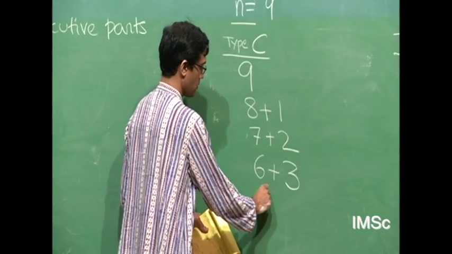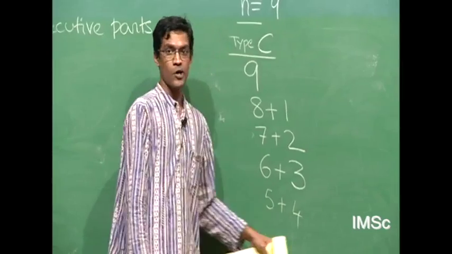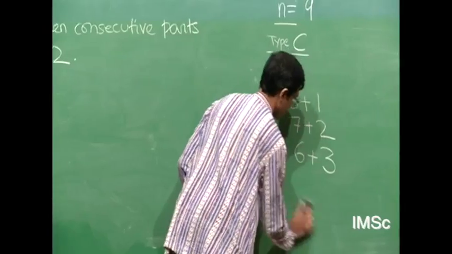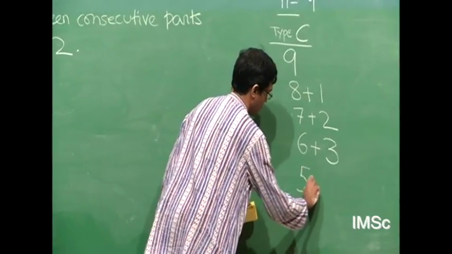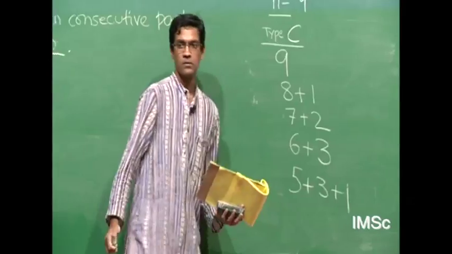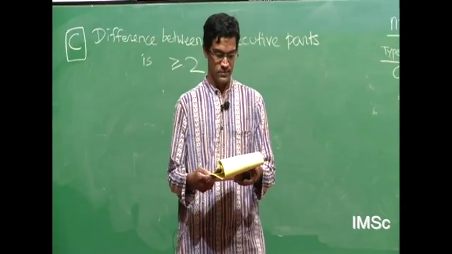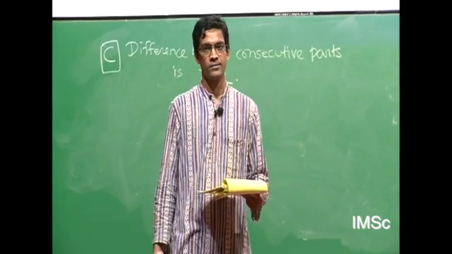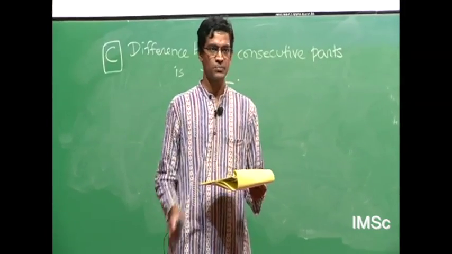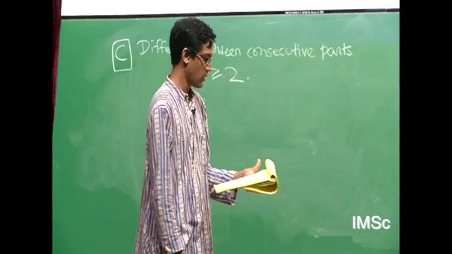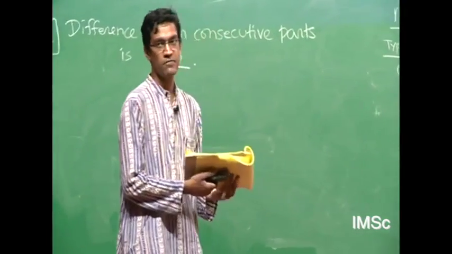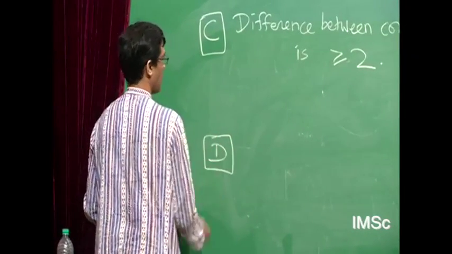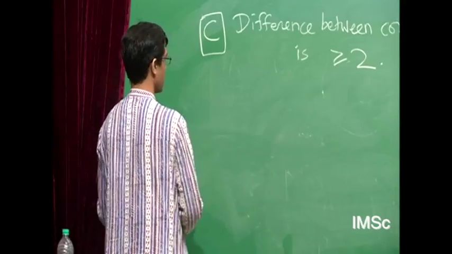5 plus 4 allowed or not allowed? Not allowed because 5 and 4 differ only by 1, right? Difference should be at least 2. 5, 3, 1? Yes, that's allowed. Any more? 6, 2, 1 allowed or not allowed? 2 and 1 differ by 1. So every consecutive pair should differ at least by 2. Okay, so that's it. That's the full list. There are only 5 of them. 9, 8 plus 1, 7 plus 2, 6 plus 3, 5 plus 3 plus 1. Okay, I leave space for the diagrammatic representation, which probably won't fit in this space, so forget it.